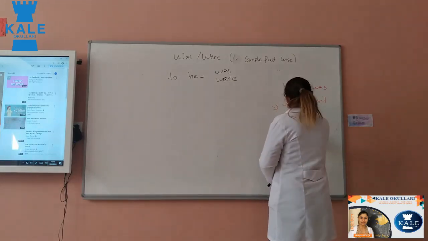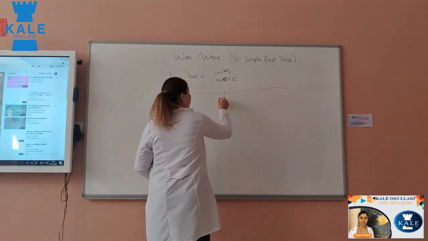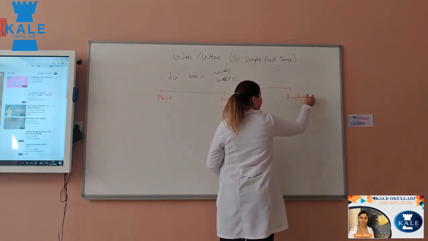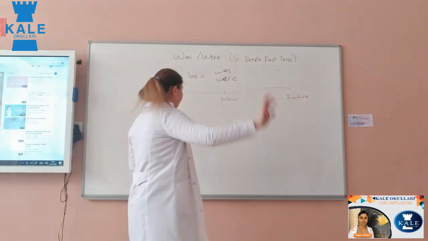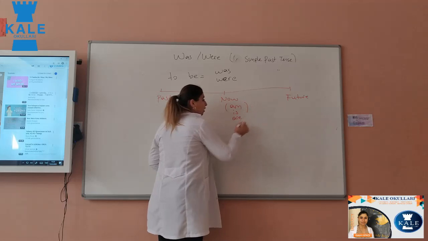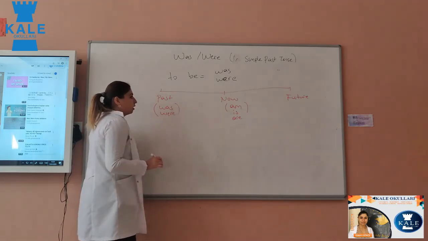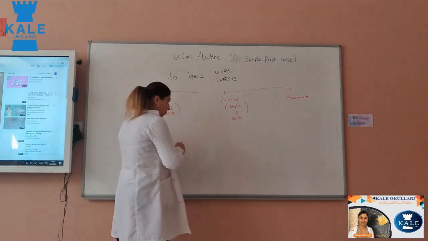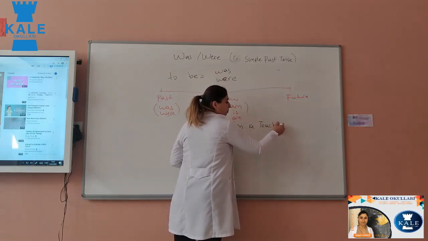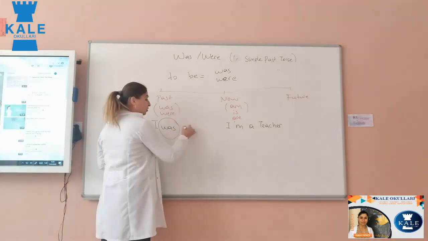So, I am using this too much simply because I am writing, I say to you, that is a time chart. Here we are now, okay? Here is the past, and here is the future. For the future we are using will or to be going to. But here, I am using am, is, are. For am, is, are, in the past, I have just two options: was or were, like your subject. Here, I will write: I am a teacher. I was a teacher, okay, for am, I was a teacher.